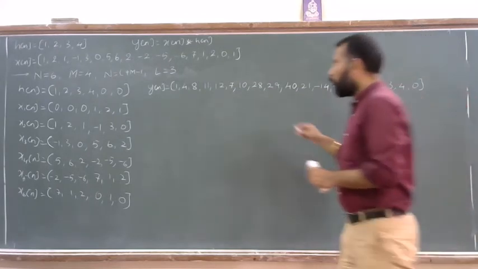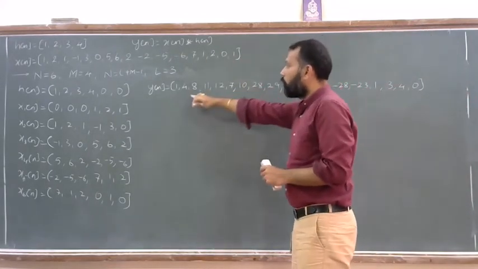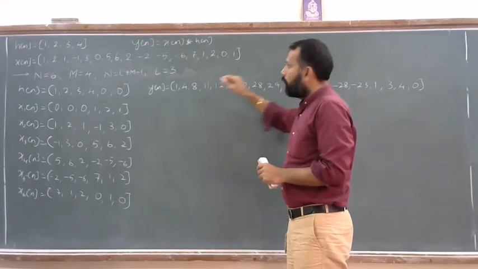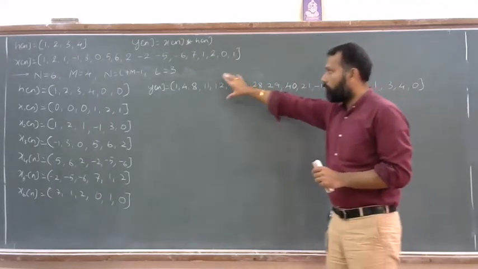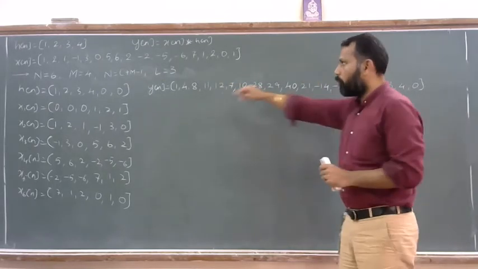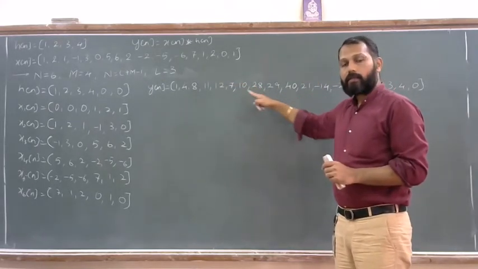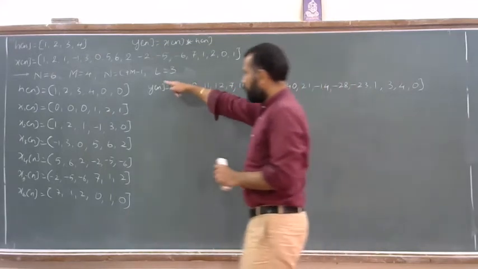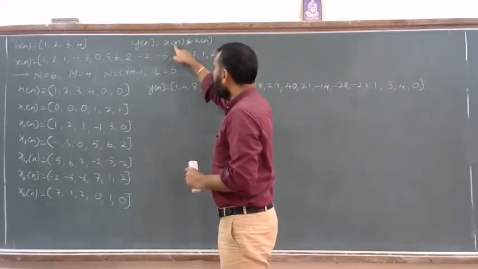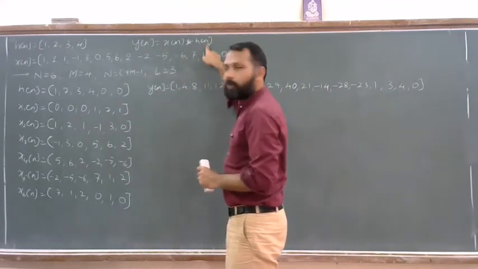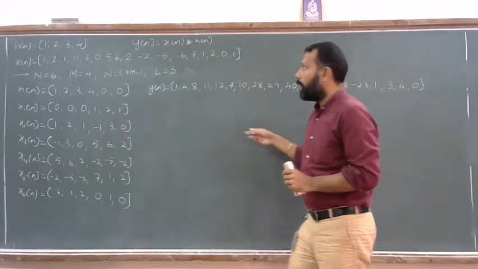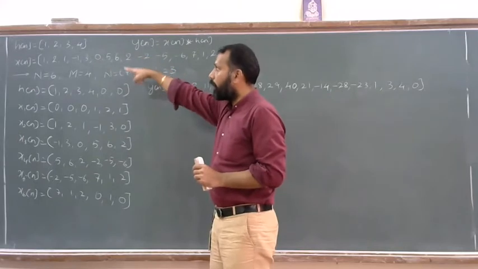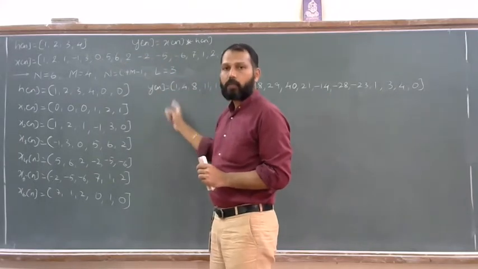What should be the total length of the output y of n? Length of the output for linear convolution. Whatever we obtained as y of n will be the linear convolution between the input and the impulse response. What will be the length of the linear convolution sequence? It will be the sum of the lengths of the two sequences minus 1.